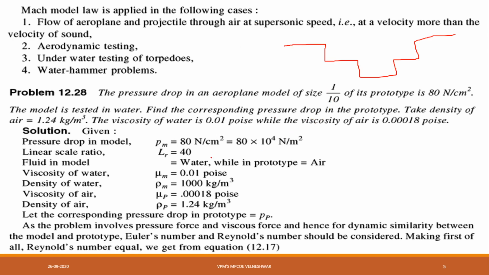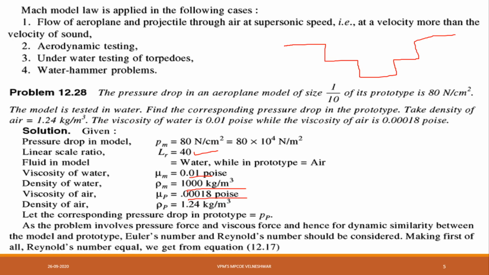Okay, Lr is equal to 40. Now the fluid in the model is water, while in the prototype it is air. That is, viscosity of water mu m is equal to 0.01 poise, density of water rho m is equal to 1000 kg per meter cube, viscosity of air mu p is equal to 0.00018 poise, and density of air rho p is equal to 1.24 kg per meter cube.